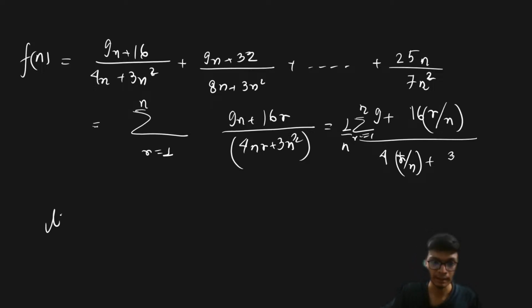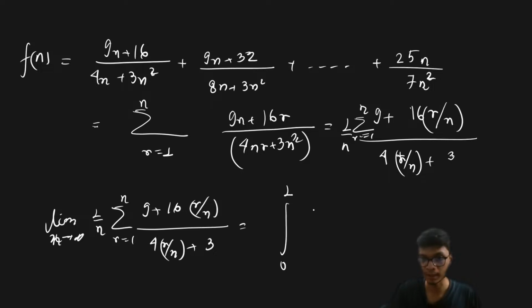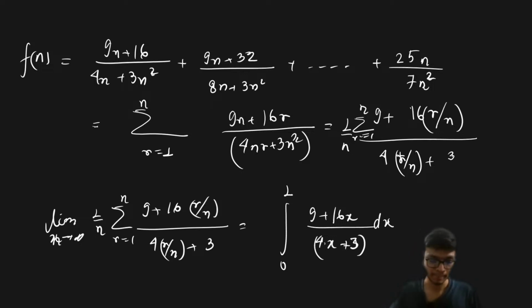Now we have to find the limit for n tending to infinity. Then this form 1 by n summation of 9 plus 16 times r by n divided by 4 times r by n plus 3, and your r is basically 1 to n, is going to be simply of the form of integral 0 to 1 of (9 plus 16x) divided by (4x plus 3) dx, right?